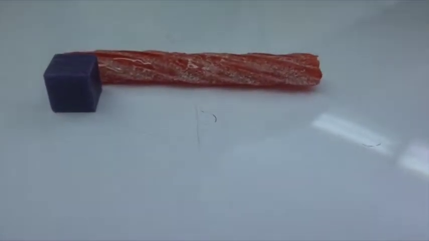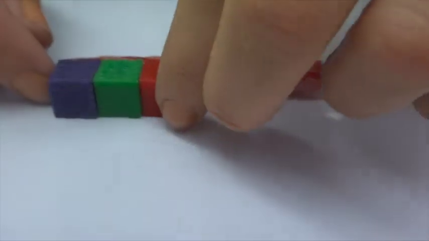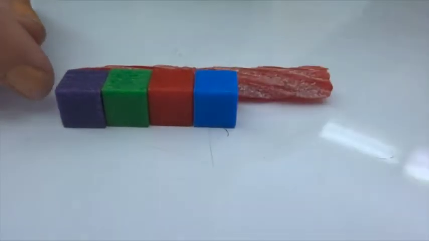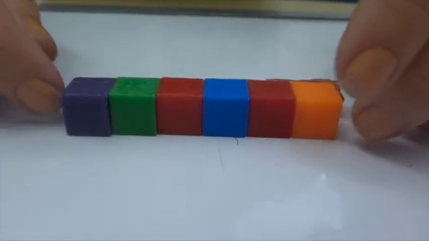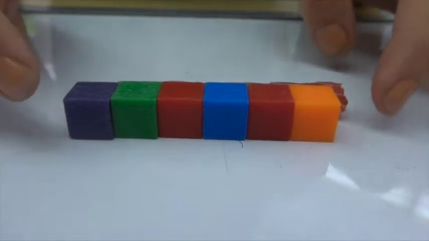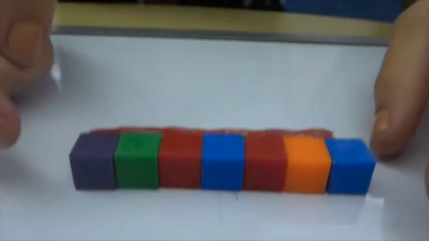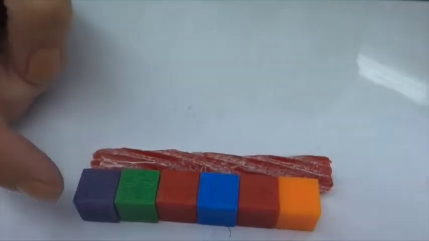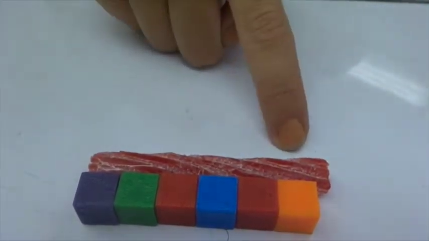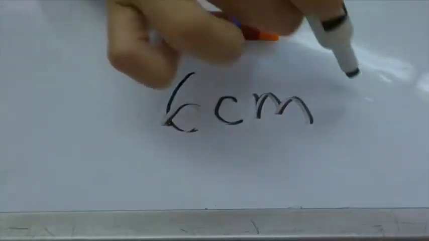So we have 1, 2, 3, 4, 5, 6, and we have a little bit of that extra space left over. So if I add 1, that's going to be too many, because that's off the edge of that Twizzler right there. So I'm just going to leave it and say this Twizzler is about 6 centimeter cubes long.